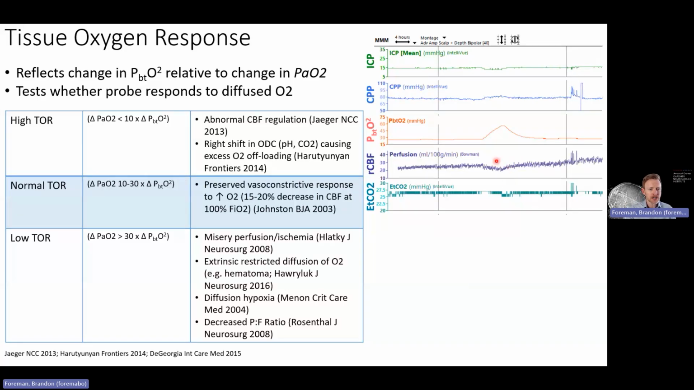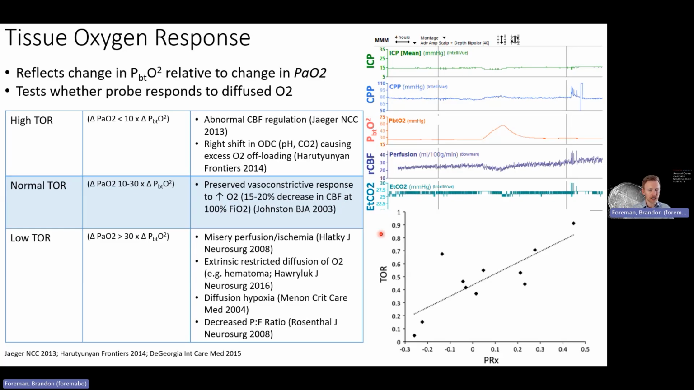And in some cases, this tissue oxygen response is blunted. And the pbtO2 catheter sees the change in dissolved oxygen, but not as profoundly as it might normally. And that occurs in situations in which you have misery perfusion, ischemia, low cerebral blood flow, or extrinsic restriction of diffusion, such as the cerebral edema situation, right? You may have traumatic microvascular injury causing that diffusion hypoxia we talked about. And these all make this tissue oxygen response very sluggish.